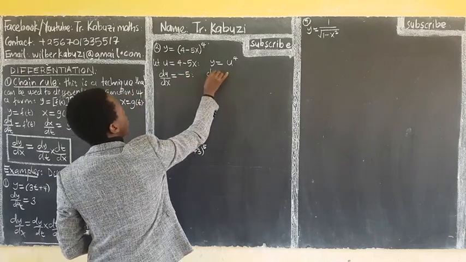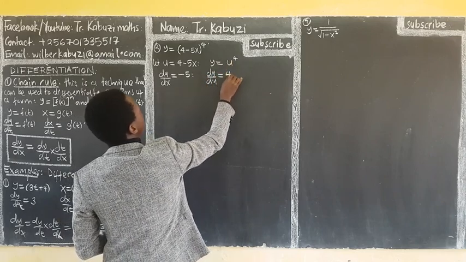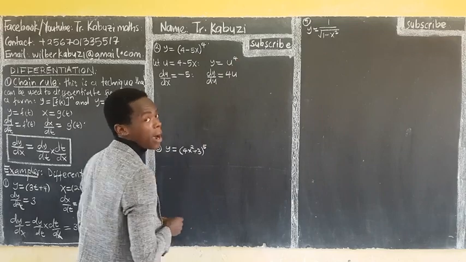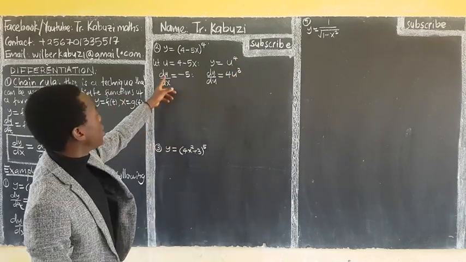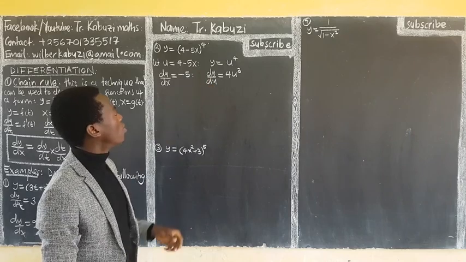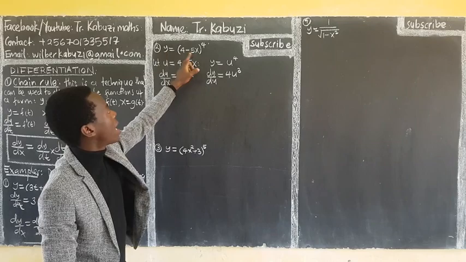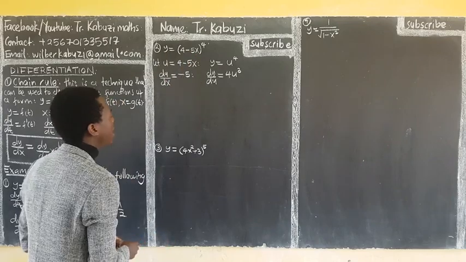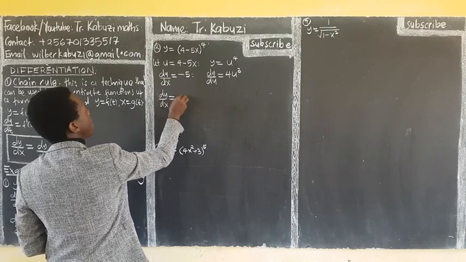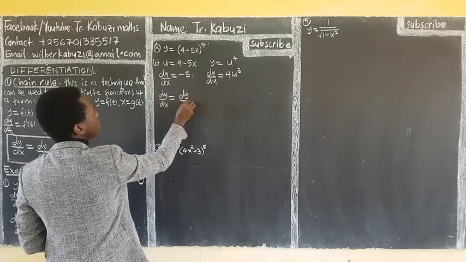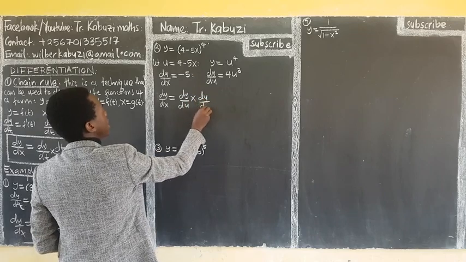I get my dy/du equaling 2 for u. Then I reduce this power by 1, which will be a 3. Now instead I have the du/dx, I have the dy/du. So now to get what was combining the y and x, which is the dy/dx, I'll say my dy/dx will now be the dy/du times du/dx.